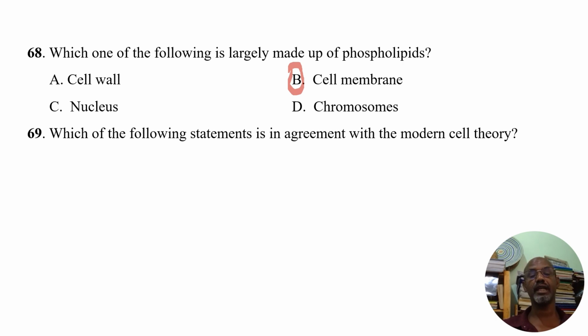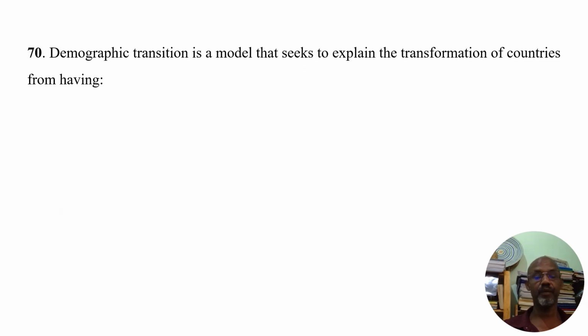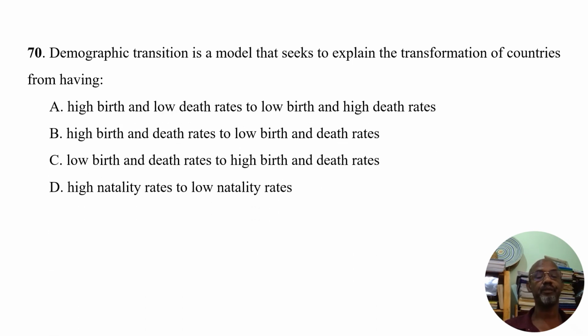Which of the following statements is in agreement with the modern cell theory? Cells come from nothing, cells come from non-living material, cells come from existing cells. This is a relation. The answer. 70. Demographic transition is a model that seeks to explain the transformation of countries from having high birth and low death rates to low birth and high death rate. No, high birth rate and high death rates to low birth rate and low death rates. This is the answer to demographic transition, when a population converts from high birth rate and high death rates into low birth rate and low death rates. The answer is B.